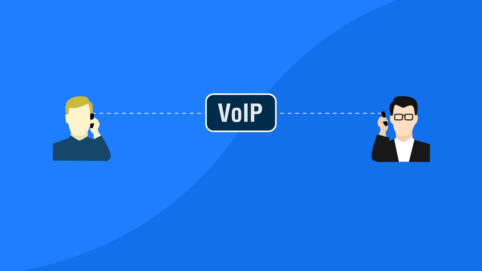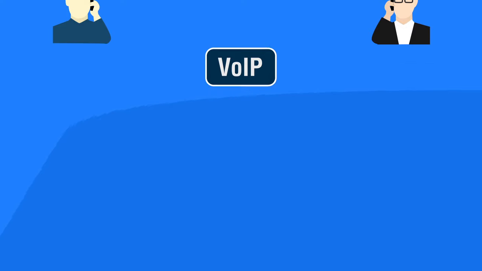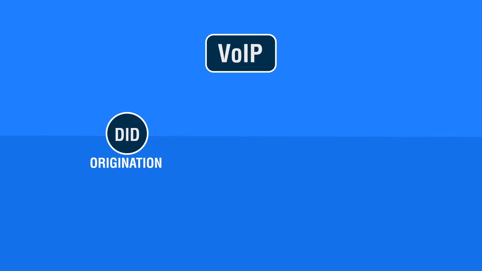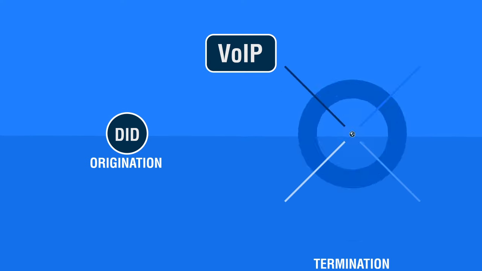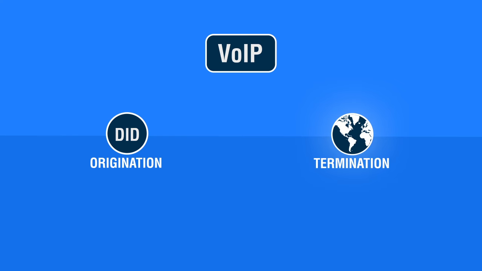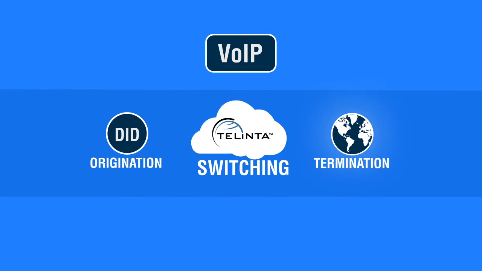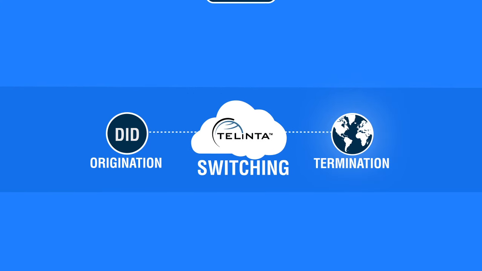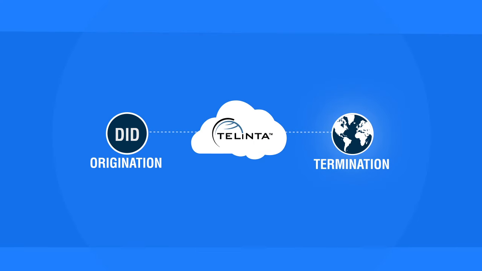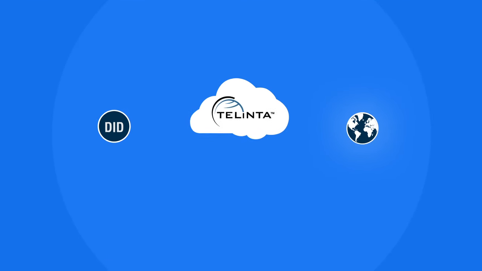How does a VoIP phone call travel from one place to another? Here are 3 parts to most VoIP calls. Origination, used for some services which include inbound calling. Termination, provided by carriers who bring your outbound calls to their final destination. Sophisticated switching offered by Telinta, which is the key part of any successful VoIP business. Let's take a closer look.